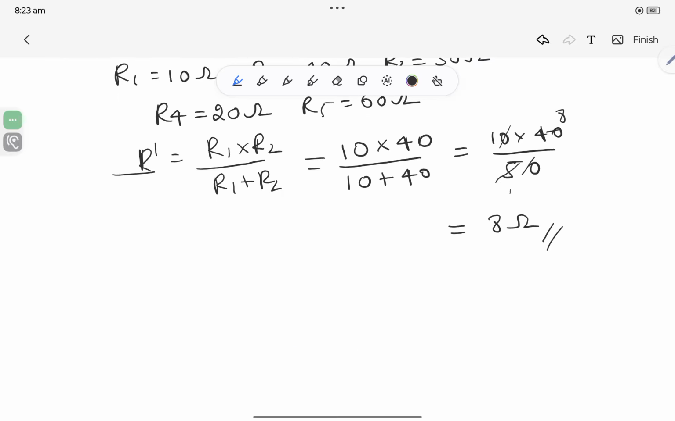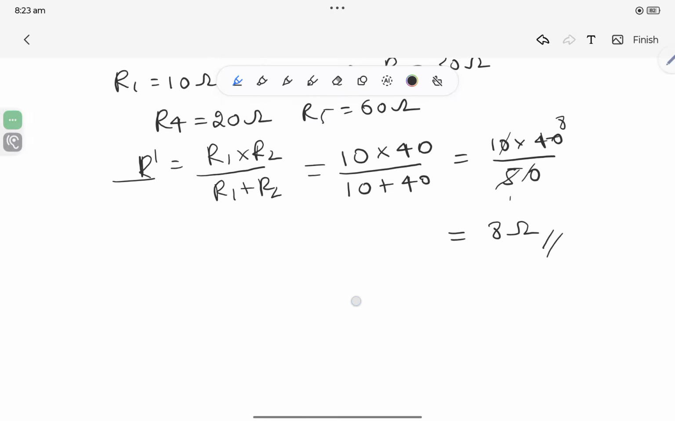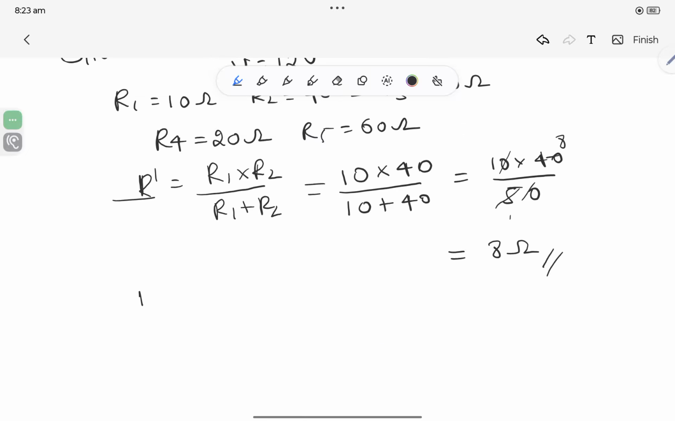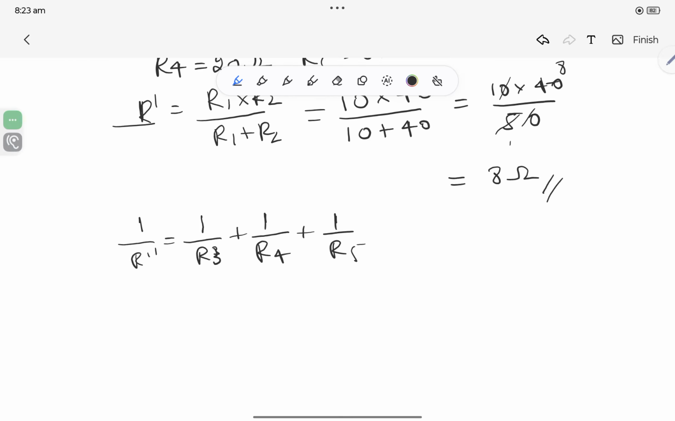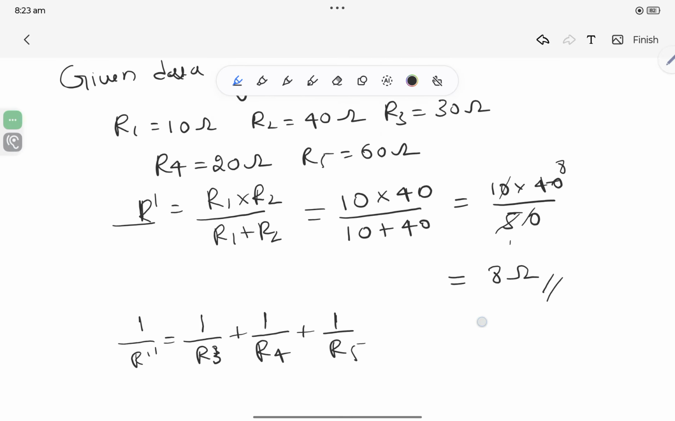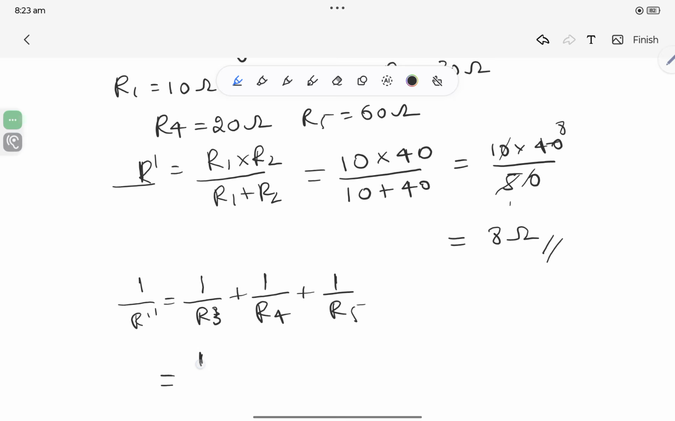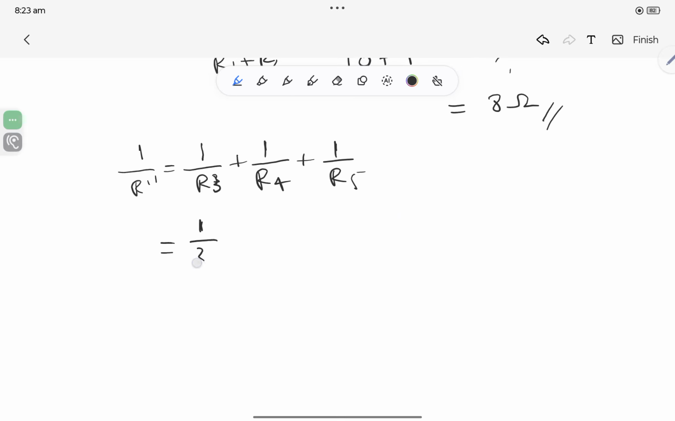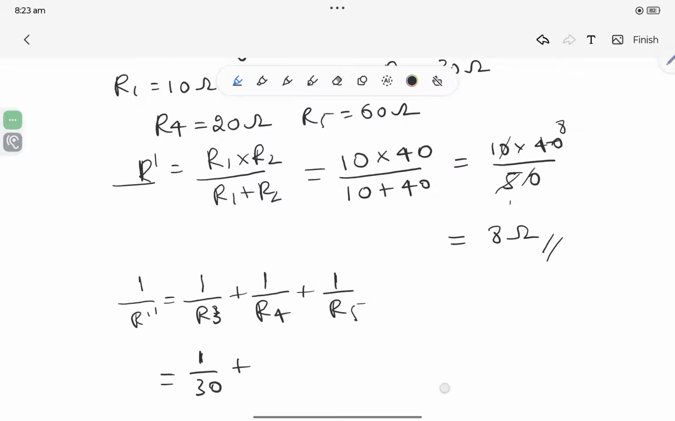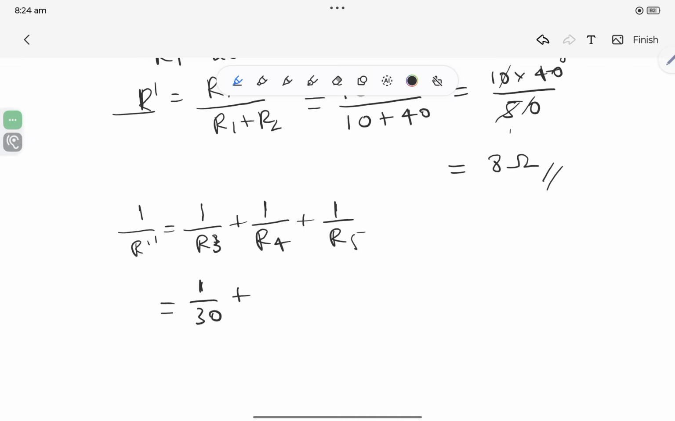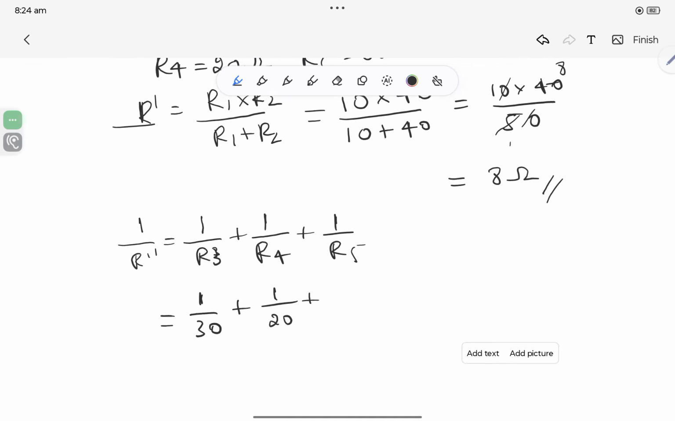Now R double dash. There are three resistors, so we can't apply that formula; we use the normal one. 1 by R double dash is equal to 1 by R3 plus 1 by R4 plus 1 by R5. R3 is equal to 30. So 1 by 30 plus 1 by 20 plus R5, 1 by 60.